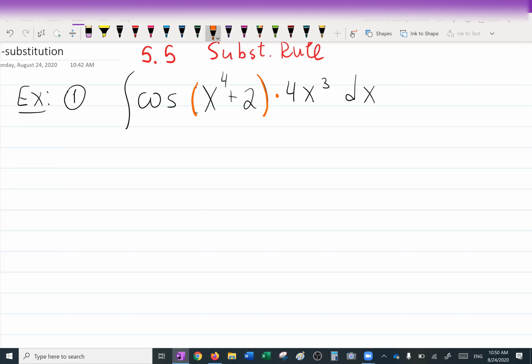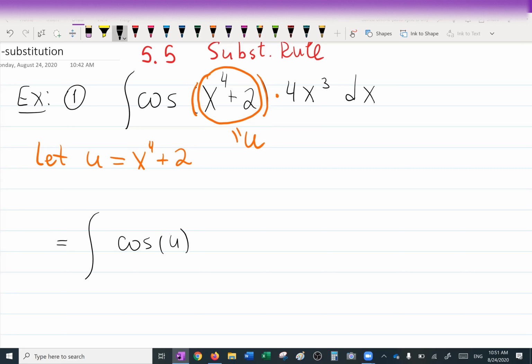We know how to integrate cosine: the integral of cosine is sine. Whatever you see that is complicated inside of the cosine can be renamed, so let's call it U, and that's why we call it U-substitution. The notation is, we say, let U be x to the 4 plus 2. Then when you rename the inside part, the integral becomes cosine of U, right? So that already looks better.